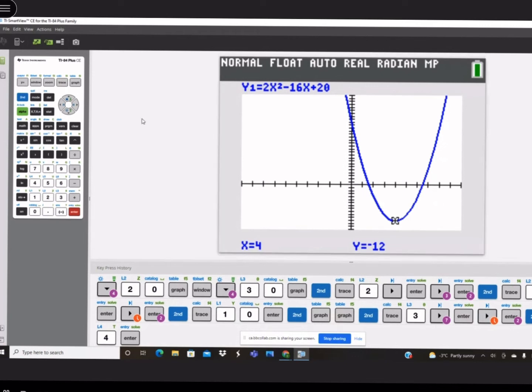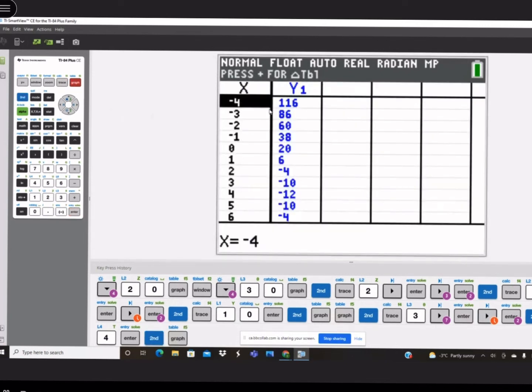And again, if you want to use your table, go second function and then hit your graph key, look at your table. Again, when x is 4, your y value is negative 12. So both methods are perfectly fine. You could do a substitution in the original equation if you'd like. You can substitute x equals 4 and get an overall value of negative 12. So there are multiple ways to find your answer.